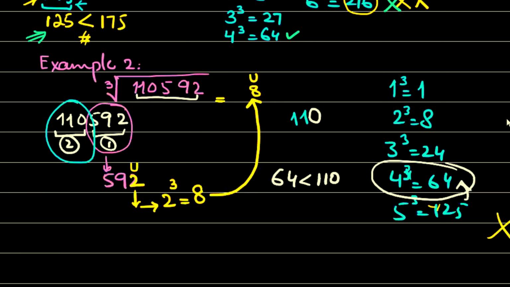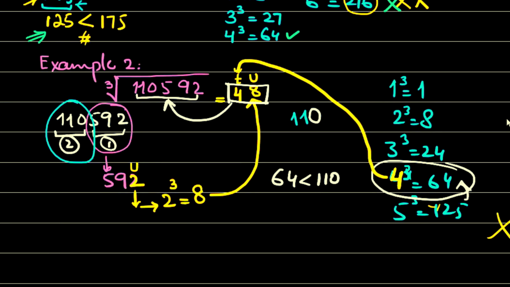I got it. But how can I decide its tens place? This root, this 4 will be the tens place of this root. That will be 4. So basically 48 is the answer. You can say 48 is the answer. It's the cube root of this number 110592, right?